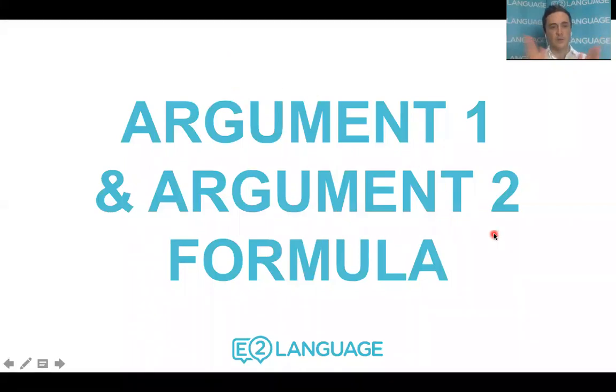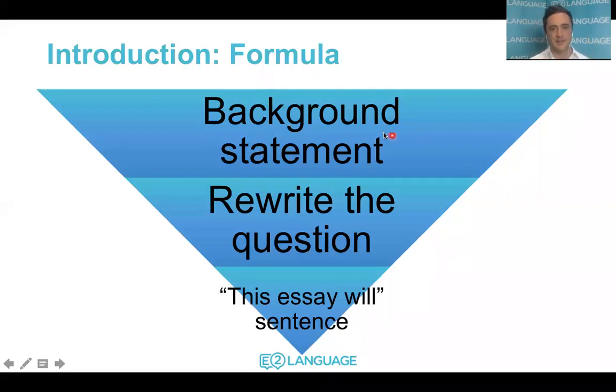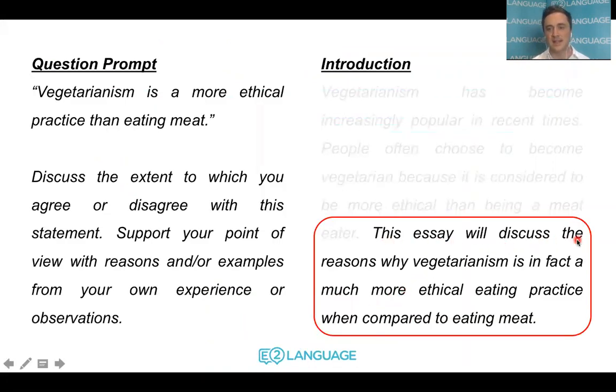Right, so we looked at a formula for the introduction, which was beautiful and simple and hits the nail on the head. In this one, we're going to look at your argument 1, your argument 2, a formula for your next 2 paragraphs. As I said, the introduction is background statement, rewrite the question, this essay will. This third sentence dictates what your essay will be about. This is such a critical sentence. This essay will discuss the reasons why vegetarianism is in fact a much more ethical eating practice when compared to eating meat. This sets the direction for your next 2 paragraphs.